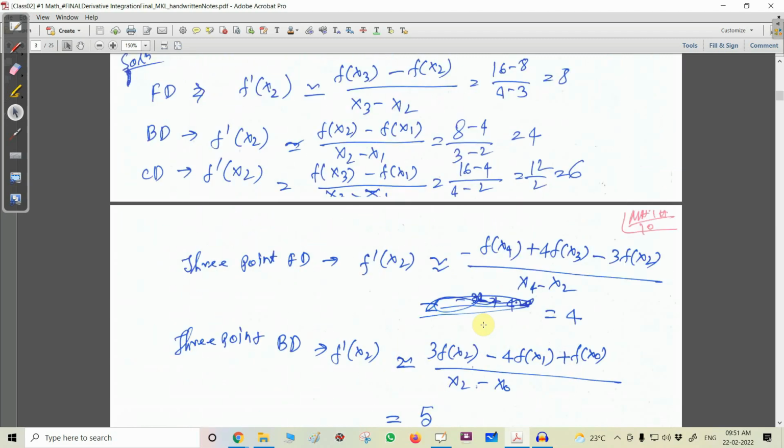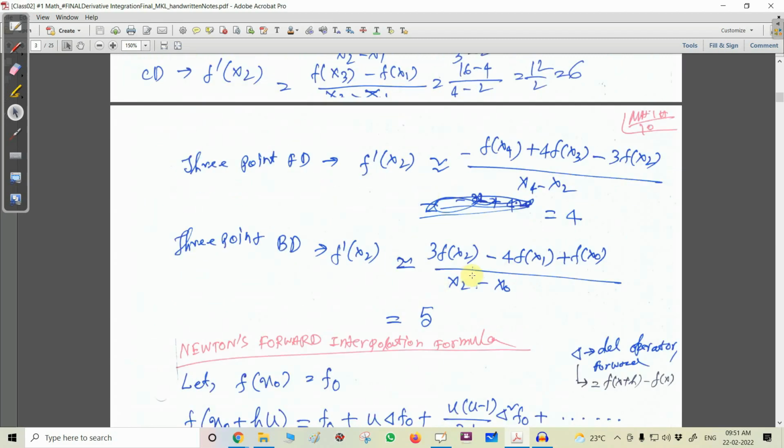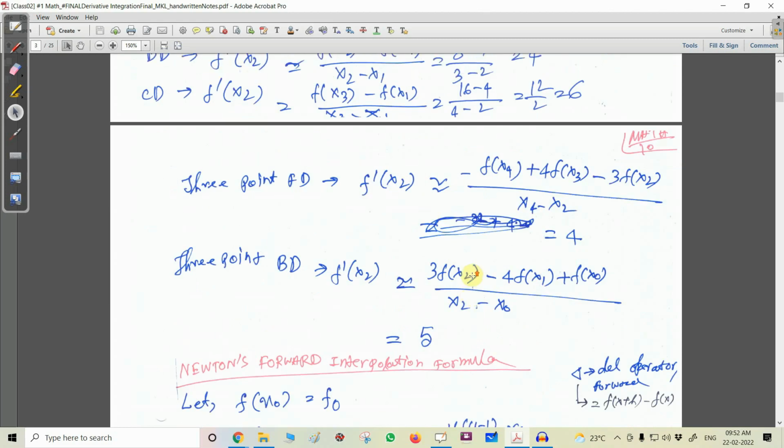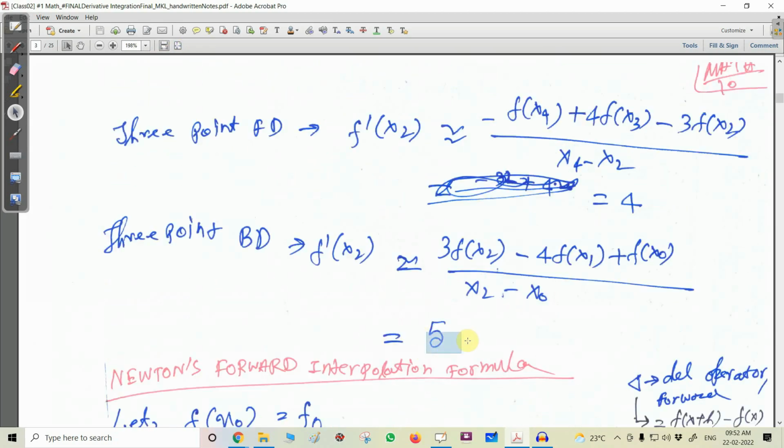Okay, for the 3-point FD, 3-point BT, this will be the result. Write this down up to this. Are you done?